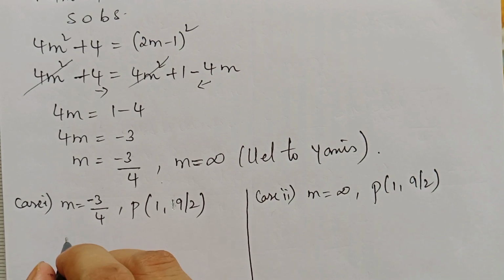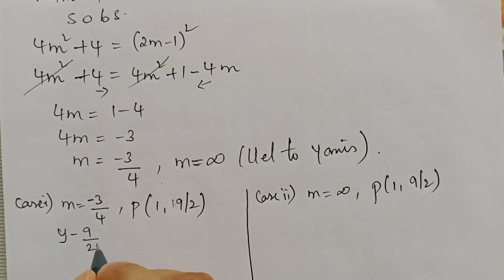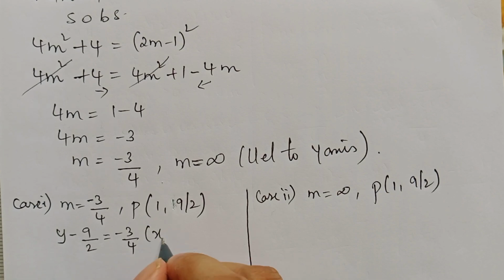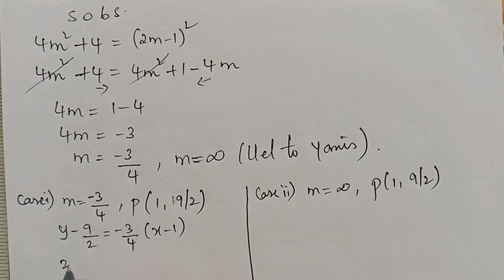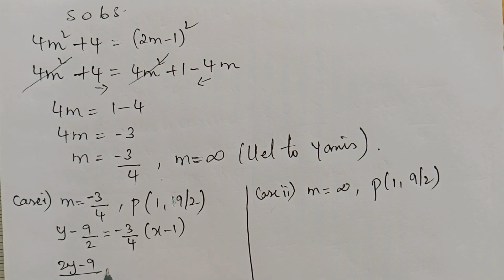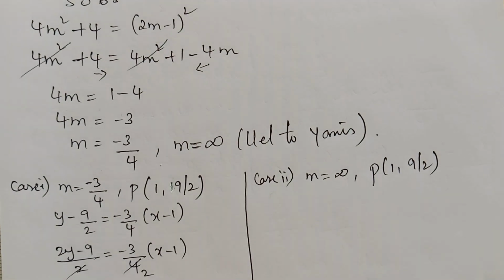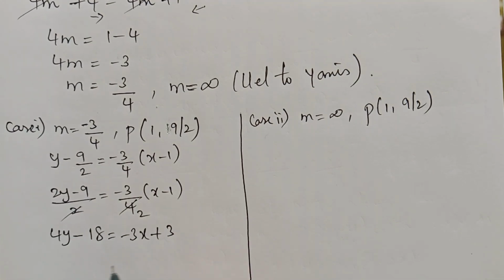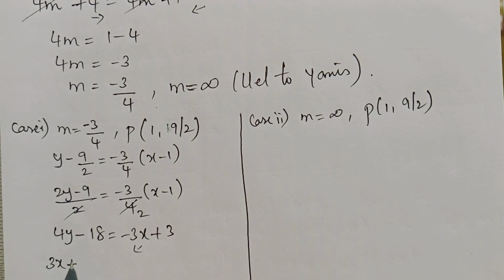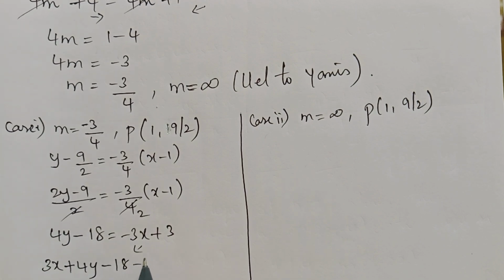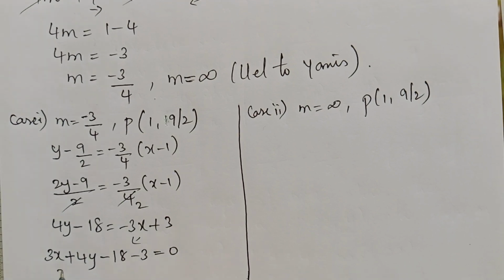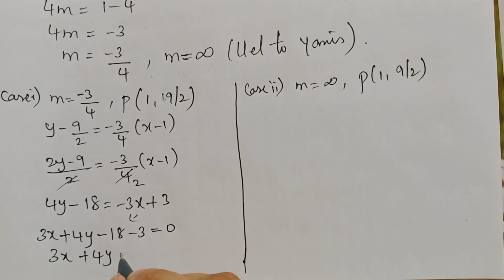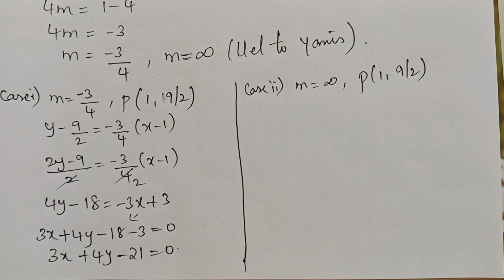So the point slope form, we'll get y minus 9 by 2 is equal to minus 3 by 4 into x minus 1. Now taking the LCM here, it is 2y minus 9 by 2 is equal to minus 3 by 4 into x minus 1. 2 ones are 2, 2 twos are 4. So it is again multiplication, so it is 4y minus 2 nines are 18 is equal to minus 3x plus 3. Transposing this here, it is 3x plus 4y minus 18 minus 3 equal to 0. So it is 3x plus 4y minus 21 equal to 0.